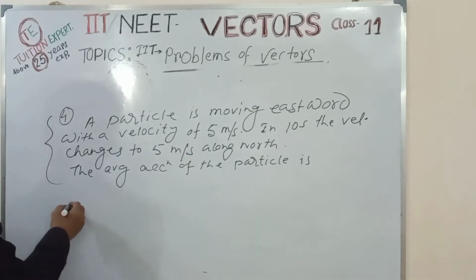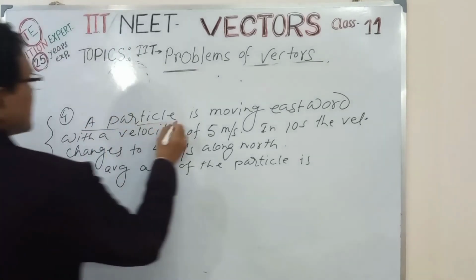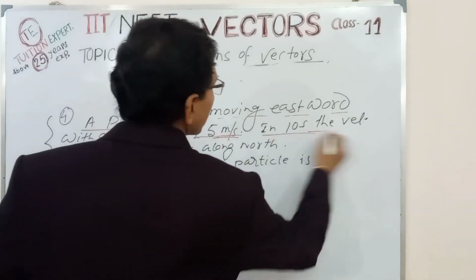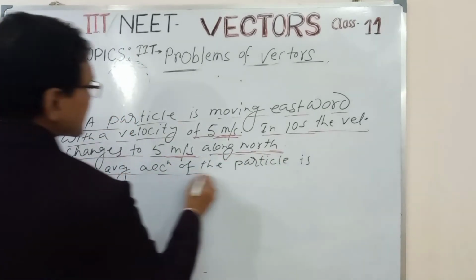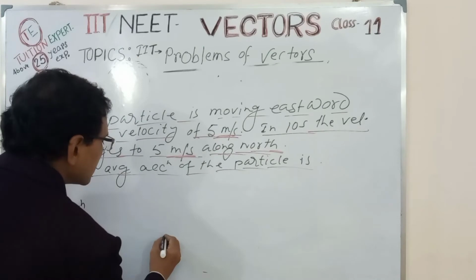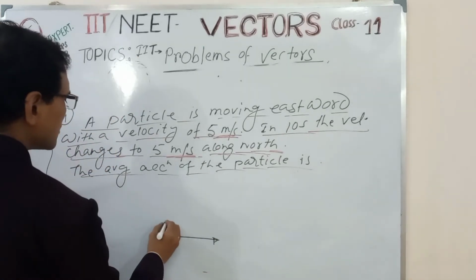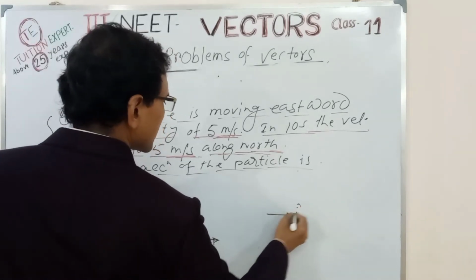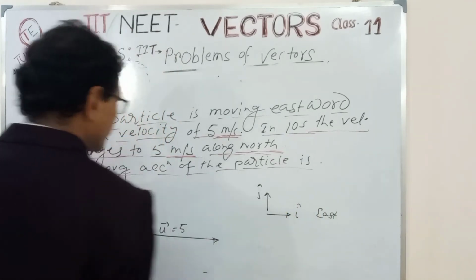I solve this. The question is: a particle is moving eastward with a velocity of this. In 10 seconds, the velocity changes to 5 meter per second along north. The average acceleration of the particle is what? Suppose this initial velocity u is 5, suppose this is unit vector I, and along north the unit vector is j.